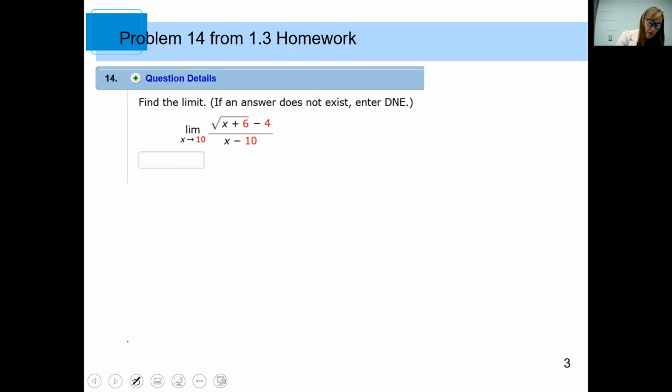The first thing I always do when asked to evaluate a limit is test to see if direct substitution is possible. And I encourage you to do that first, because if direct substitution is possible, no matter how complex the expression, it'll save you a lot of time. So I go ahead and just directly substitute x into the expression.